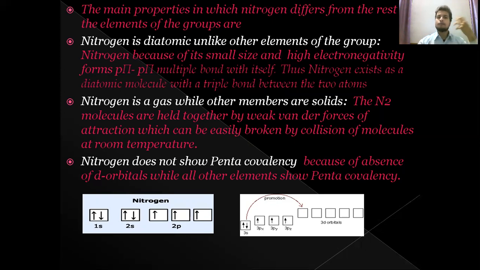As a result, phosphorus and the rest of the other elements can show a covalency of 5, whereas nitrogen will not be able to. Why? Because of the absence of d orbitals in its valence shell. Why does it not have d orbitals? Because it is an element of the second period.